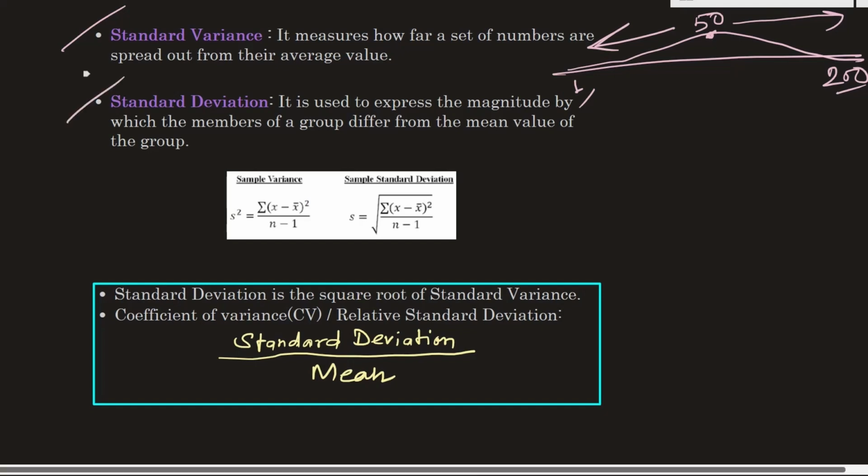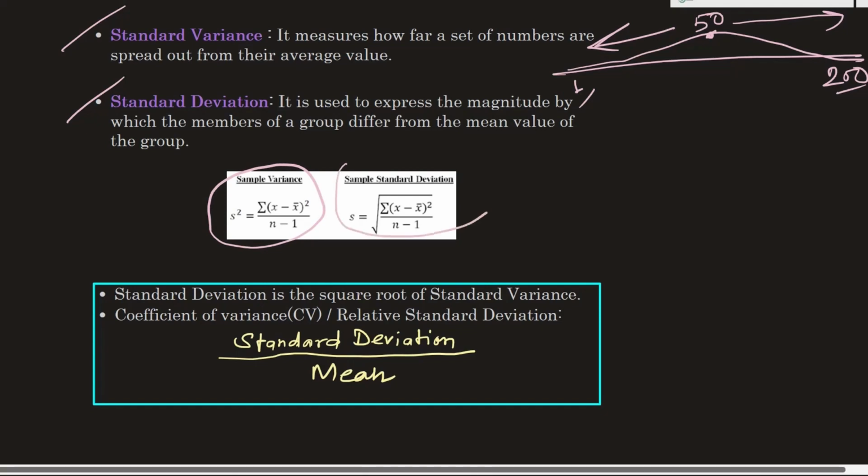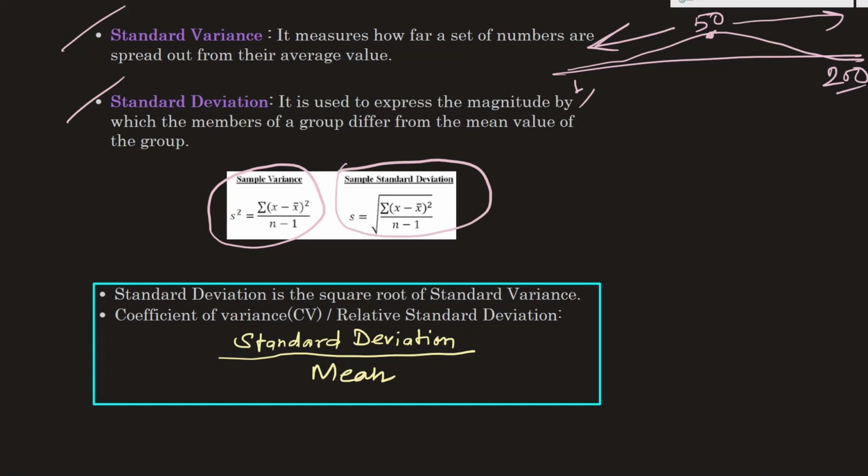And next is standard deviation, which is used to express the magnitude by which the members of a group differ from the mean value of the group. And if you pay attention to this figure, the formula on the left side is used to calculate the sample variance, and on the right side it is used to calculate the sample standard deviation. If you are doing it for the population instead of the sample, then instead of having n-1 in the denominator, you keep only n.